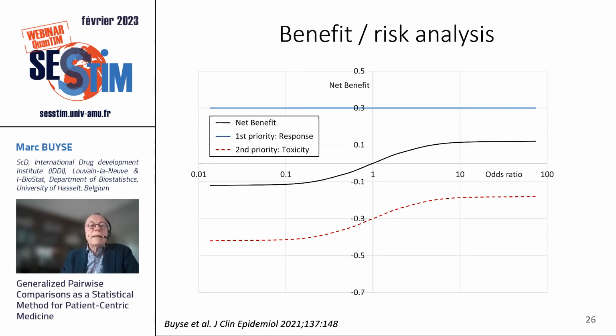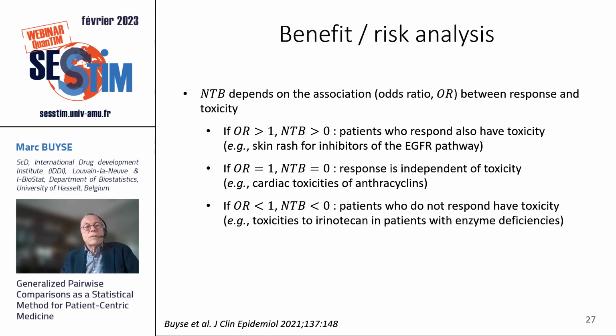And what I see is that if there is no correlation between the two, if the odds ratio is equal to 1, that means no correlation between the efficacy and the toxicity, the net treatment benefit is equal to 0. Whereas if there is a negative correlation, if you have an odds ratio that becomes smaller and smaller, net benefit is actually negative, but it's positive if you have a positive correlation. Now, what do I mean by these correlations?